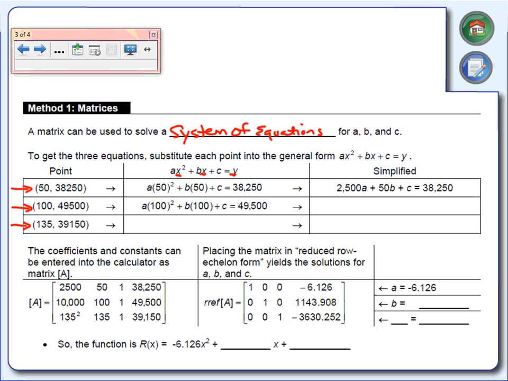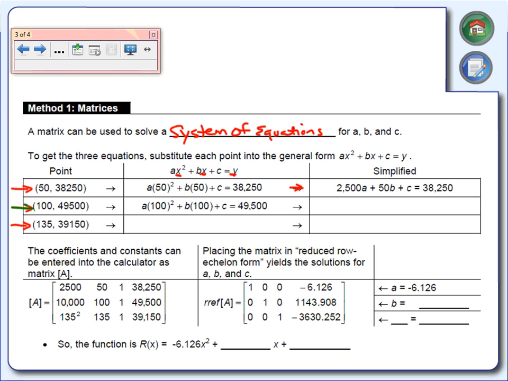Once we got those plugged in, then it's a matter of simplifying. And that's right over here. That's the simplifying part. So notice what they did here was they squared the 50. 50 squared is 2,500. What do you get when you multiply B times 50? B times 50 is 50B. Of course, C remains the same. And we still got that same revenue of 38,250.